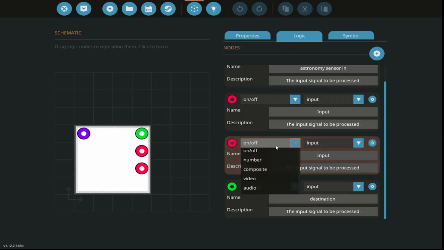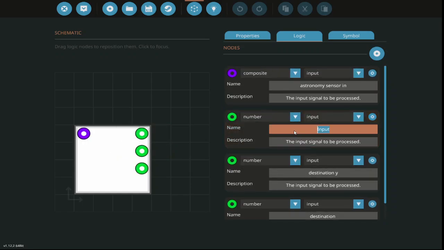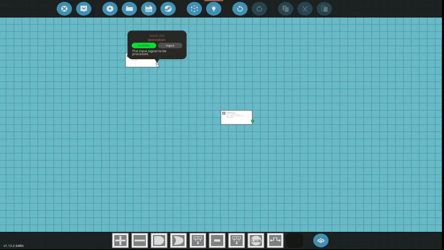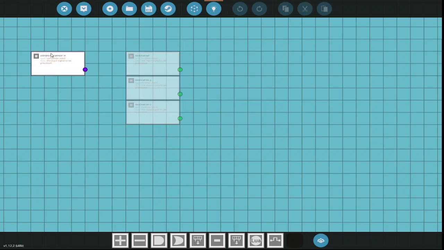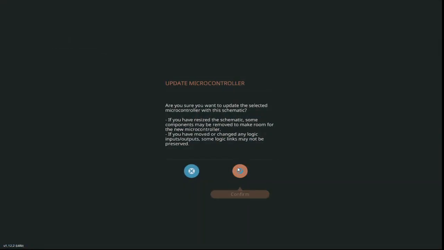X. Let's see, destination Y, destination Z. Which one's that? Destination. Alright. And the astronomy sensor. So we need two sets of X, Y, and Z.